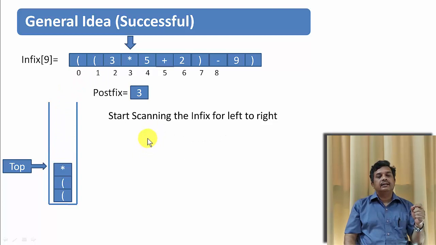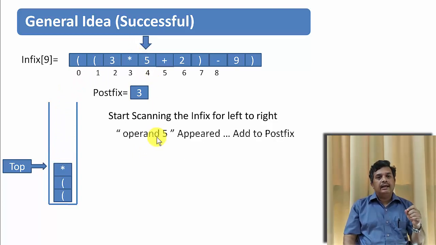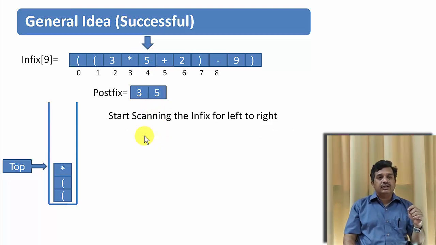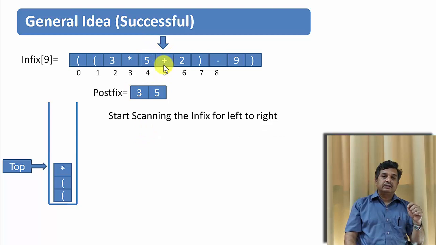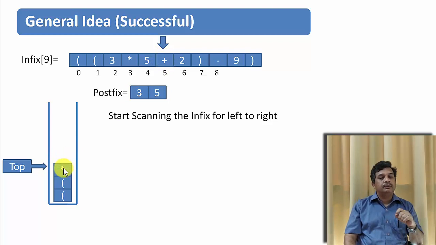The next character that I scanned is a numeric value 5. I'll write it in the postfix expression. And the next character is an operator plus. Now you can see the precedence of plus and the precedence of star, which is there on the top of the stack.